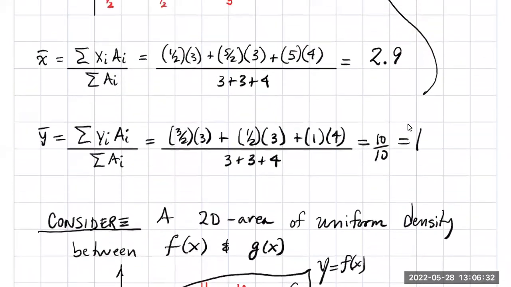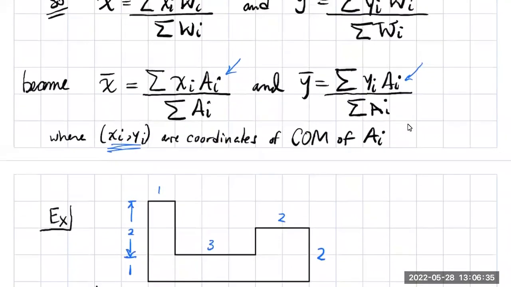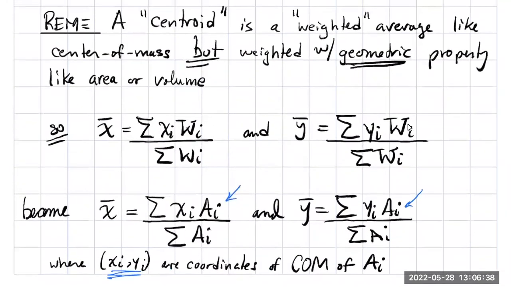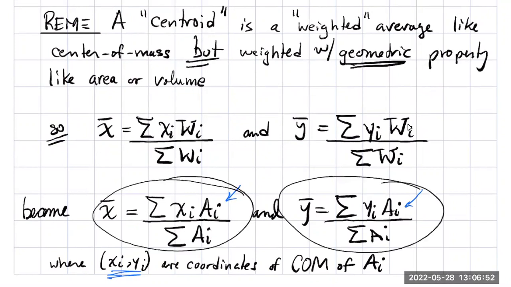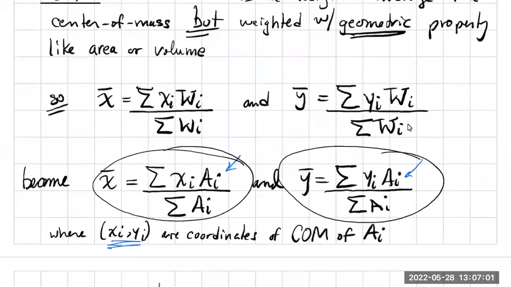Let me go back up here. We said a centroid is a weighted average, like a center of mass, but weighted with a geometric property. Right now, we're just talking about area, but of course, we could extend the logic to volumes as well. And we said that our formulas would look like this and this, when the weight corresponds to area. And what's the capital A? It's the area of the ith region, where the x sub i, y sub i, this right here, are the coordinates of the center of mass of each different area.